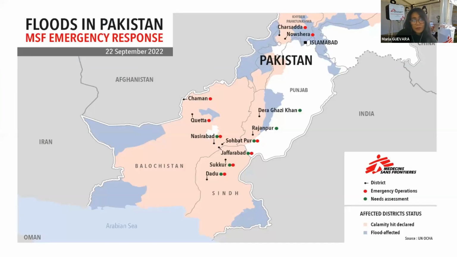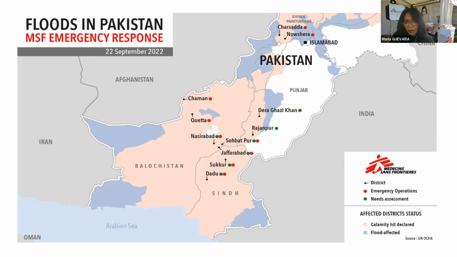For MSF, we immediately responded because we have been in the country for decades, in fact. And we were already in Sindh, Balochistan, and Khyber Pakhtunkhwa. And we also ran assessments in Punjab province. So we were running consultations through mobile clinics and medical tents, trying to get shelter for those who were dispersed and left in camps. We also reached those who have fled and are hard to reach because of the flood waters.